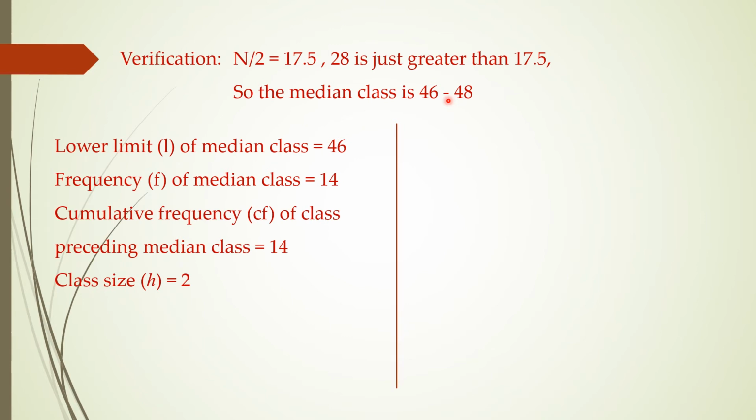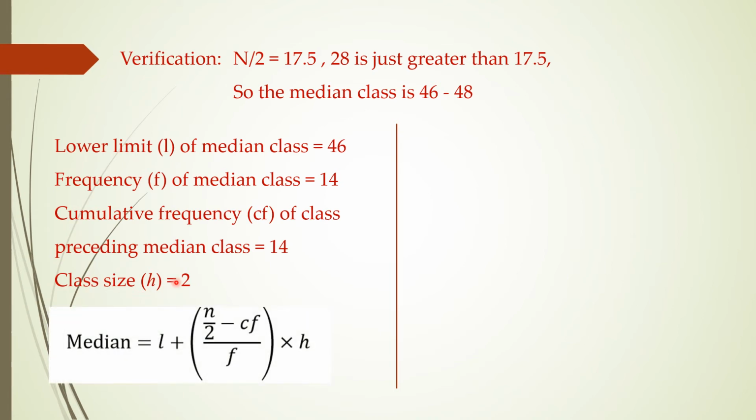By using the median class, you can identify these values. The value of L, the lower limit of the median class, is 46. Frequency of the median class is 14. Cumulative frequency of the class preceding the median class is 14. Class size is 2; you have to take the size of the median class. After getting these values, let me apply the formula.